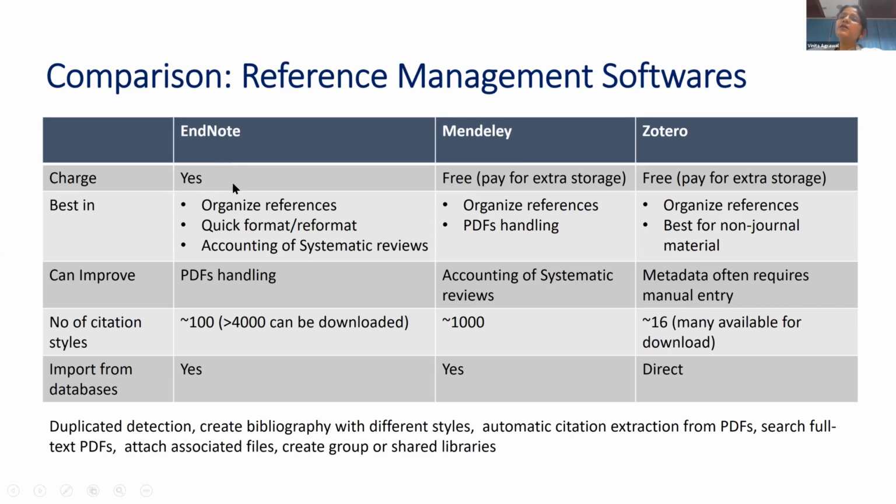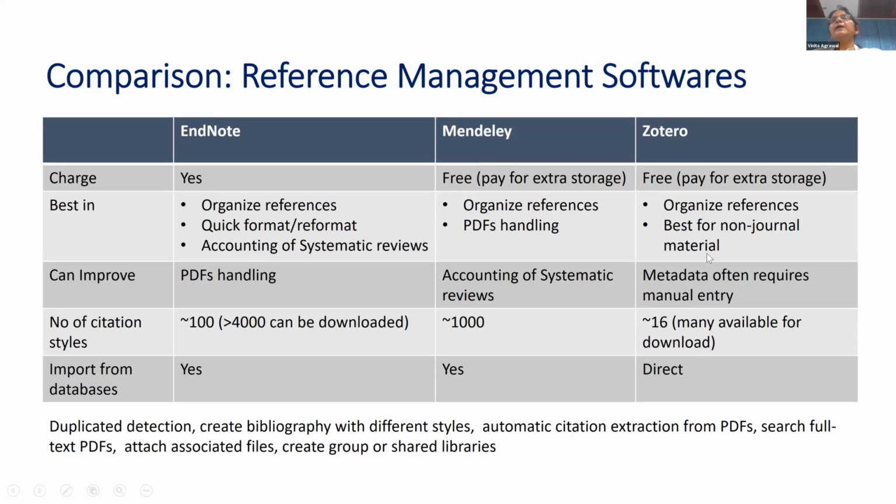So EndNote is best for organizing references. It is good for quick format and reformat of references. It is also very good for accounting of systematic reviews. So you have a large number of articles and references that you want to look at. So EndNote is really good. Sometimes Mendeley talks about the PDF handling in Mendeley being relatively better. And of course, Zotero can also organize references, and it is also good for non-general material.